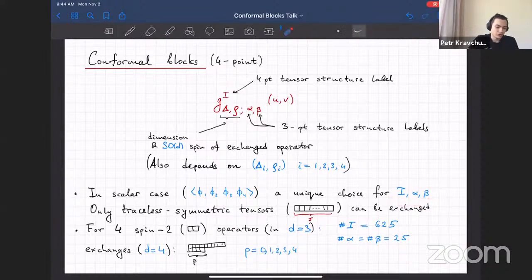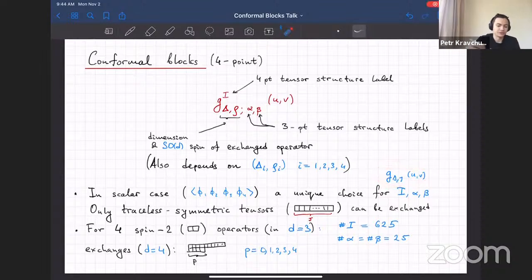Now the exchanged operator can have any scaling dimension, but the Lorentz representation is constrained to be traceless symmetric tensors. So only traceless symmetric tensors can be exchanged in 4-point functions of scalars. They have these Young diagrams, which have one row, and the number of traceless symmetric indices we denote by some spin J. And so we get these conformal blocks, which are usually denoted by G_{Delta,J}(U,V) for the scalar 4-point functions.